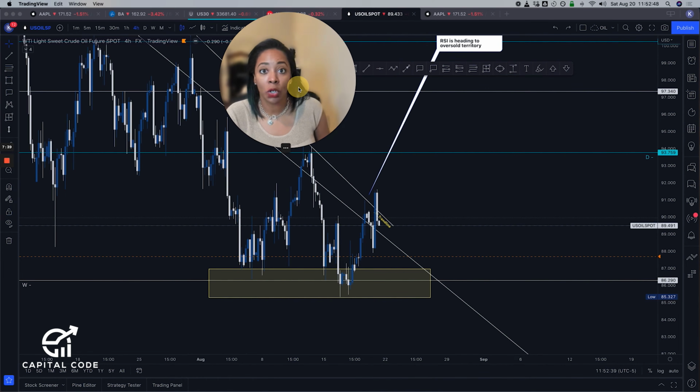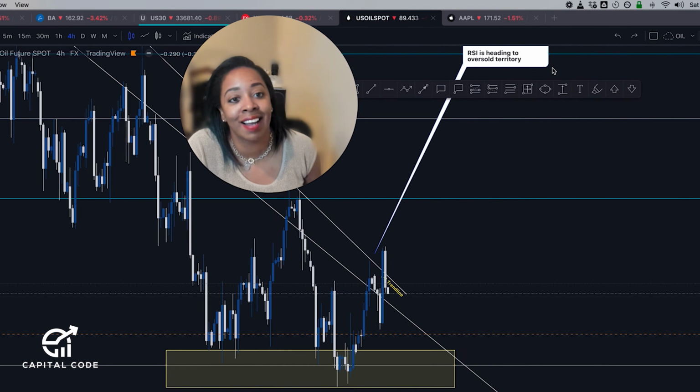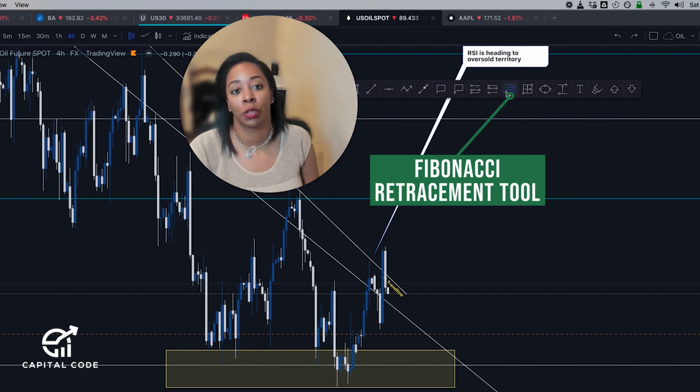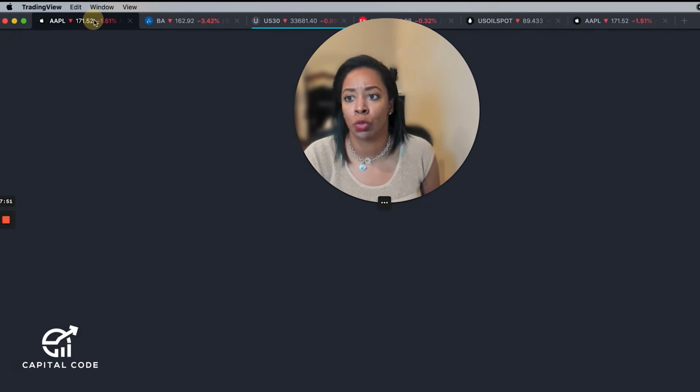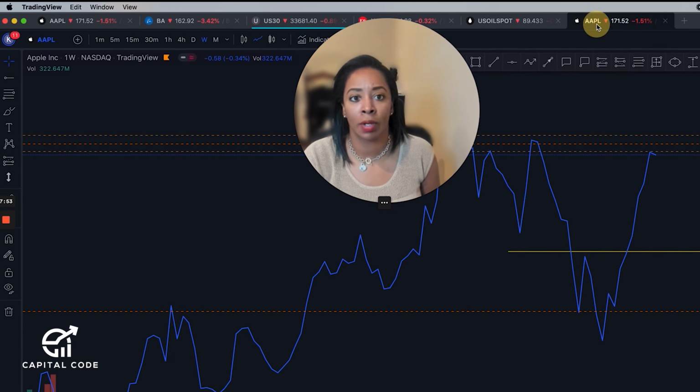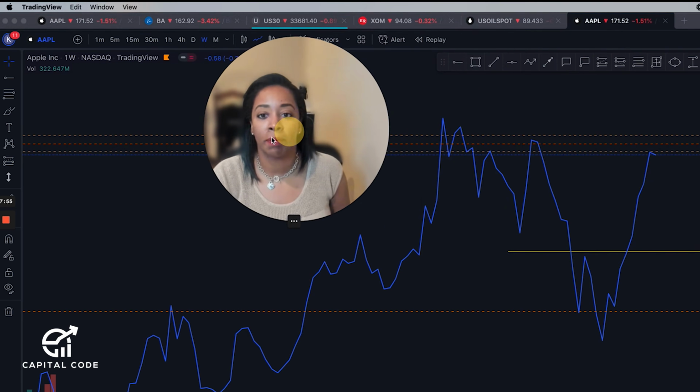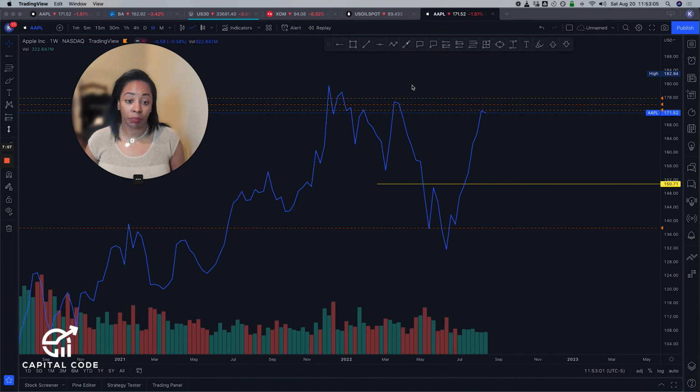So another indicator or tool that I like to use is the Fibonacci retracement tool. So let's go to a cleaner setup. Let's go to this Apple. Okay, great. So I really like using the Fibonacci retracement tool, mainly because it only tells you about the potential pullback of a particular trend.